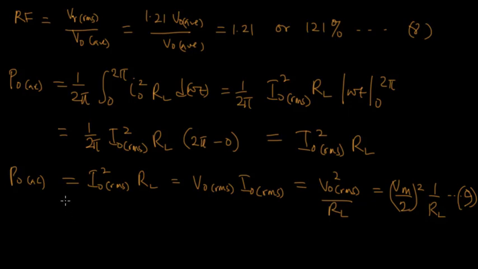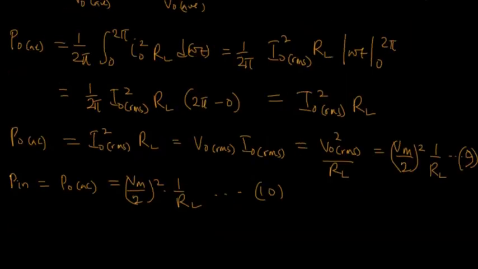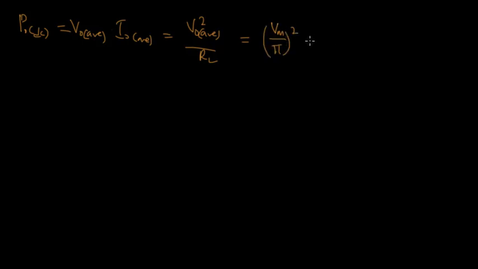If there is no power loss in the rectifier, it simply means that the input power will be equal to the output power, which is Vm over 2 all squared times 1 over RL. I'll call that equation 10. Next, let's derive the expression for the DC output power. The DC output power, P out DC, is given as V out average times I out average, which is equal to V out average squared over RL, and that's the same as Vm over pi all squared times 1 over RL. We call that equation 11.